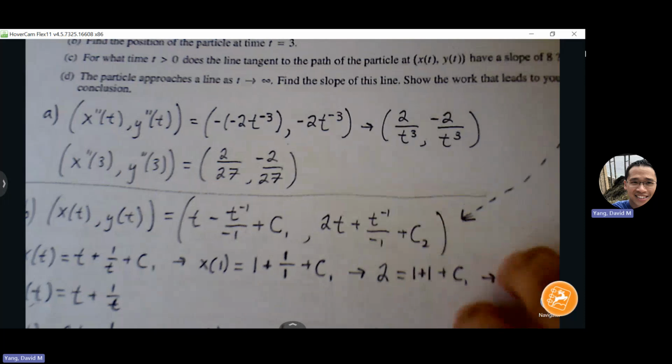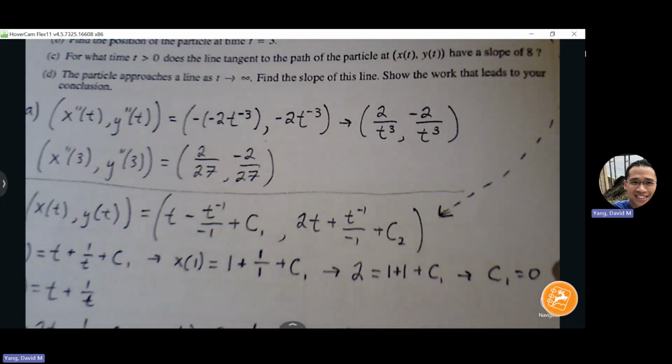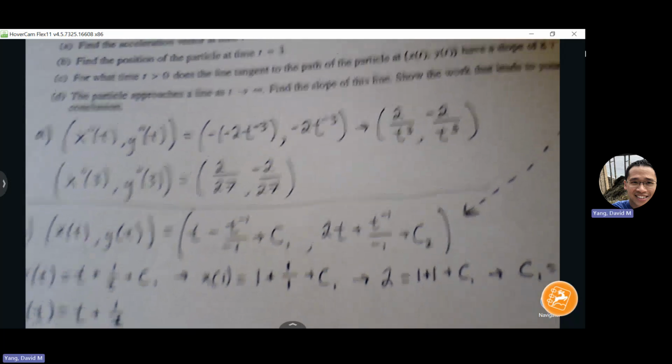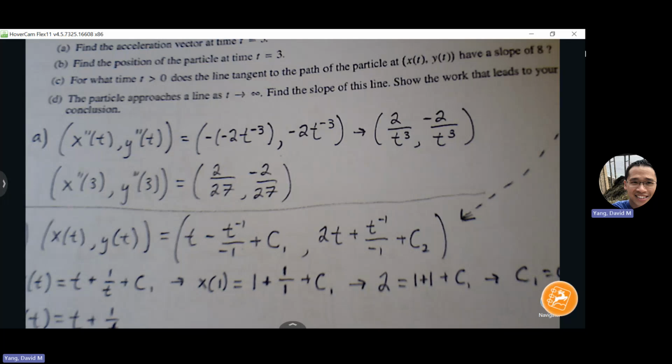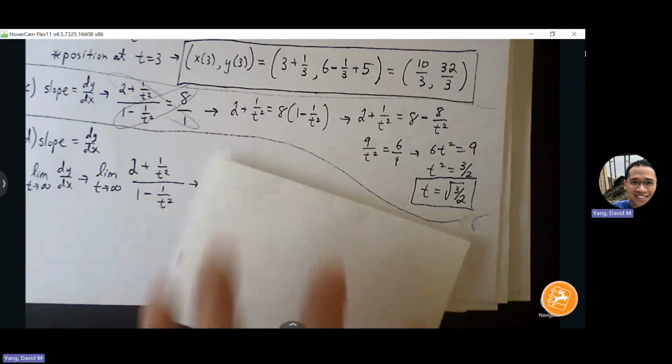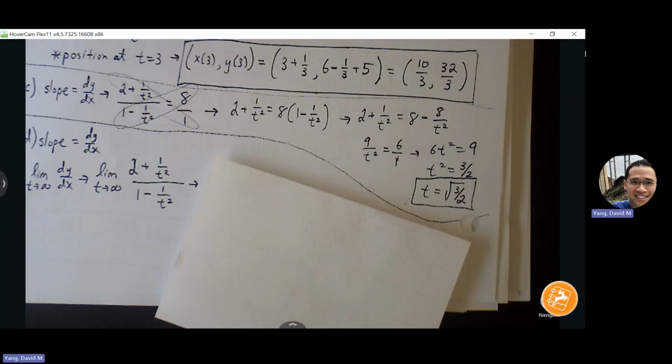Part D, the particle approaches a line as t approaches infinity. Find the slope of this line. So it's kind of like finding a horizontal asymptote here. Show the work that leads to your conclusion. So how would you set this up? Take the limit, yeah, take the limit of your slope from part C, dy/dt over dx/dt, and look at what that relationship will give us. So as t approaches infinity, what's going to happen to this fraction here?